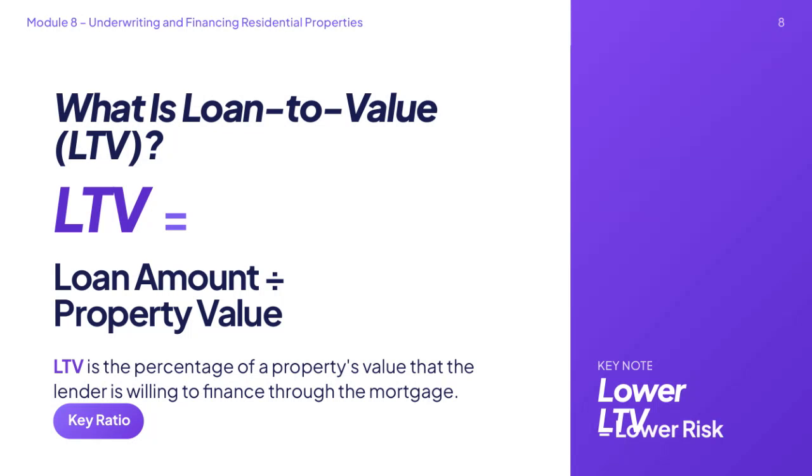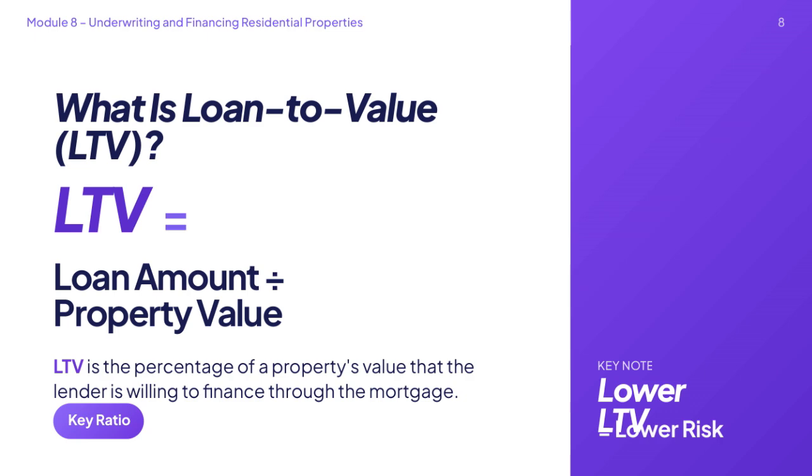Let's talk about loan-to-value, or LTV. LTV is a key ratio that expresses a loan amount as a percentage of the property's value. Simply put, you calculate it by dividing the loan amount by the property value. This percentage tells lenders how much of the property's value they're financing through the mortgage.